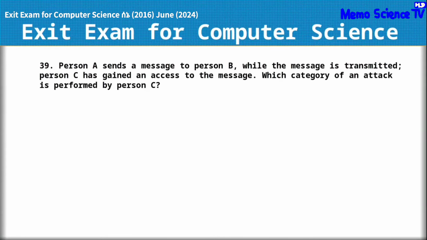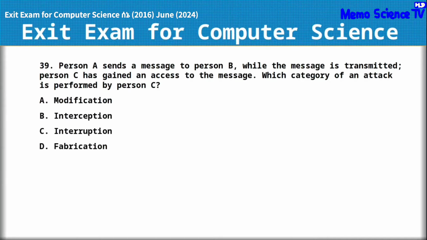Question 39. Person A sends a message to person B. While the message is transmitted, person C has gained an access to the message. Which category of an attack is performed by person C? A. Modification, B. Interception, C. Interruption, D. Fabrication.